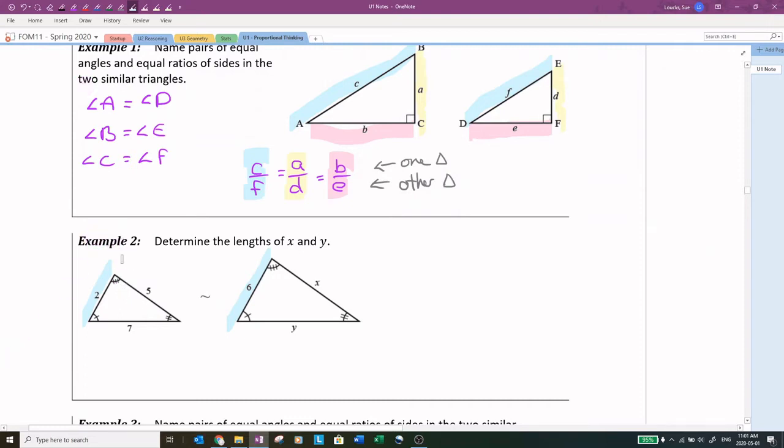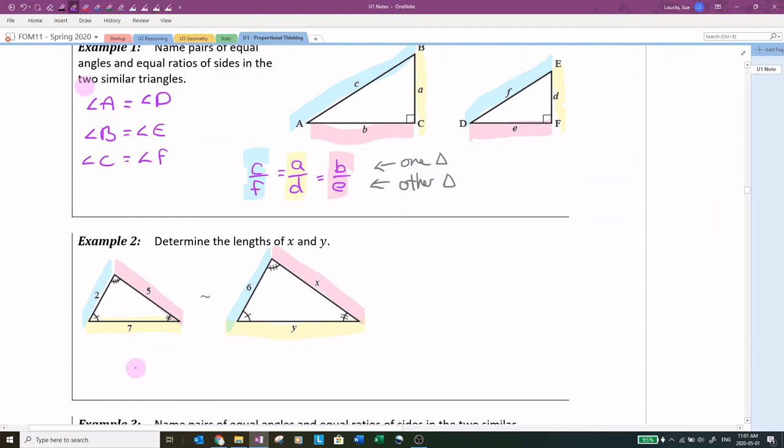I can also look at the fact that this side of length 2 is between the angle with 1 tick and the one with 3 ticks. So this is the one between 1 tick and 3 ticks. Those are corresponding sides. Between 2 ticks and 3 ticks corresponds with the same thing over there, and between 1 and 2 corresponds. Okay.